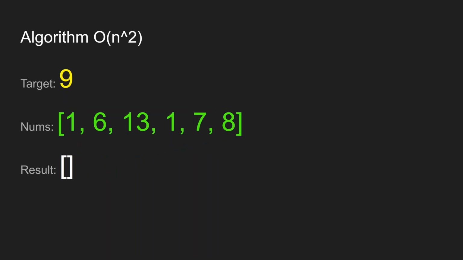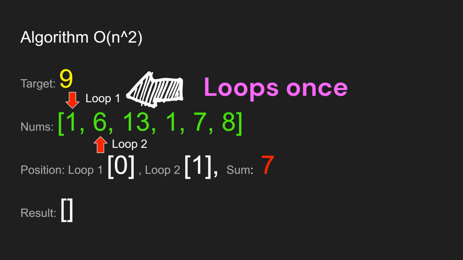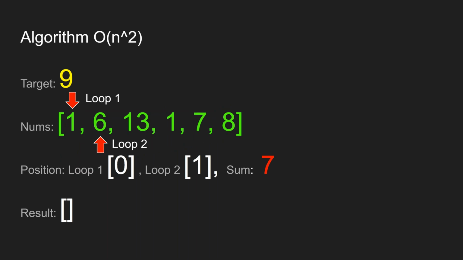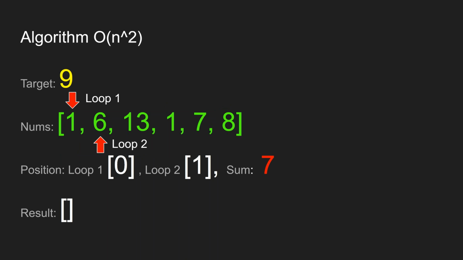To make this O(n) square, we're going to have two loops. The first loop is going to be going through the array normally, just checking every element, and the second loop is going to be looking for a match. We're going to have to go through the vector several times with loop 2 to actually make sure that there is a match for loop 1.